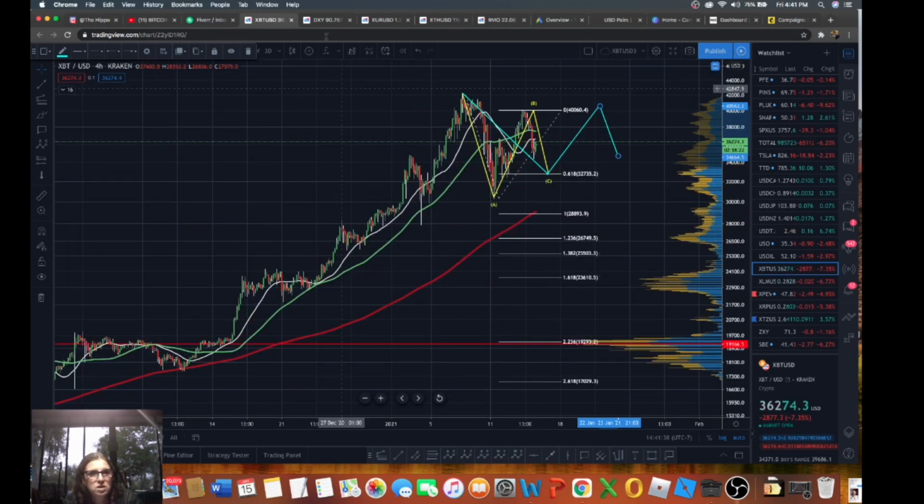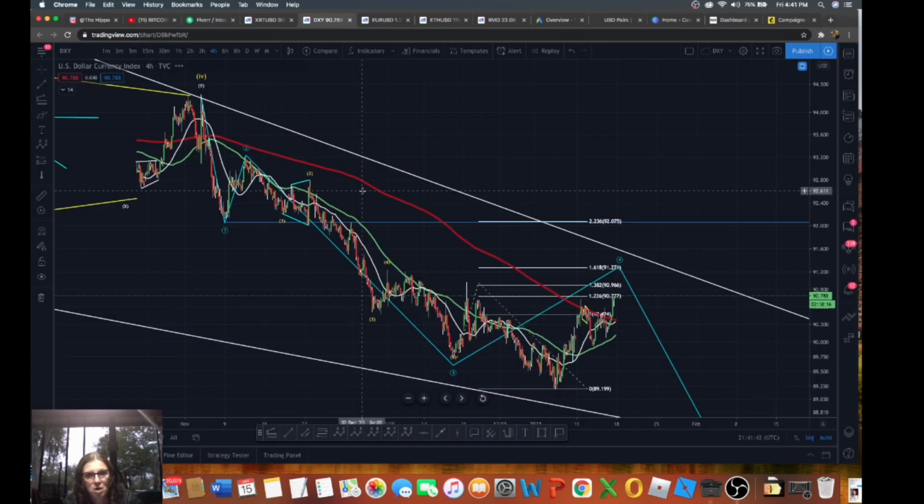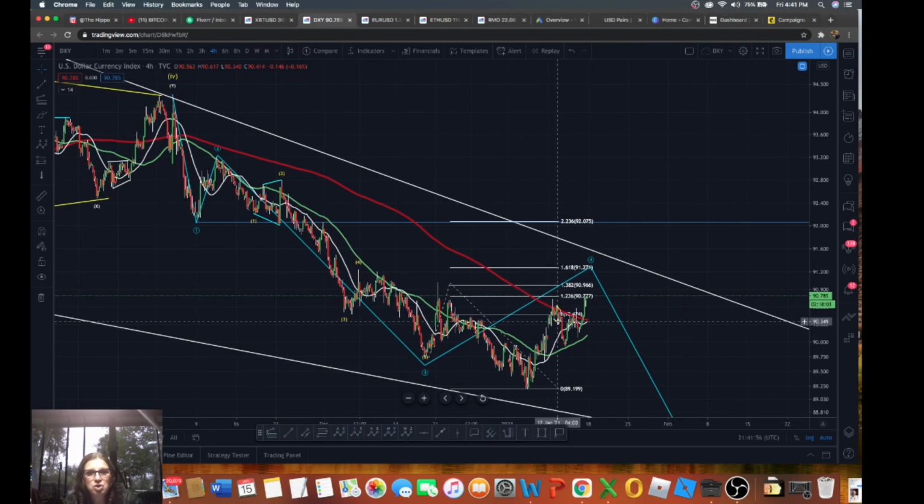So let's go over to the DXY, and let me show you what I'm looking at. So the DXY and Bitcoin have been inverse related, meaning that when the DXY goes up, Bitcoin seems to go down. Will they eventually change? I don't know, but since the COVID dump, as we call it, they have been in an inverse relationship.